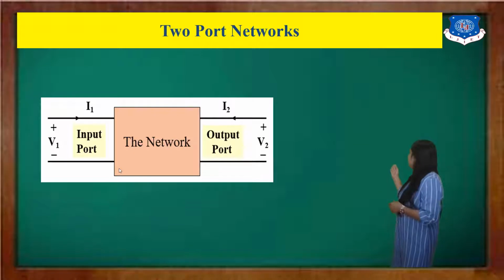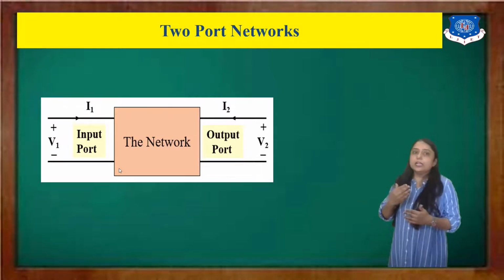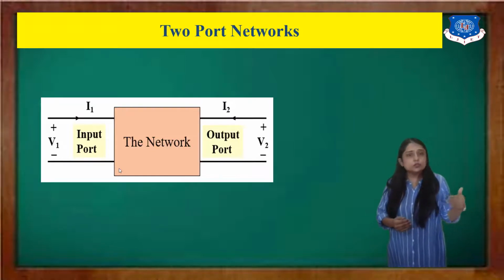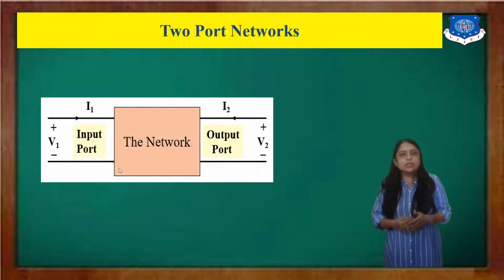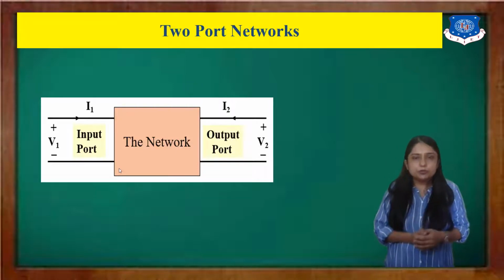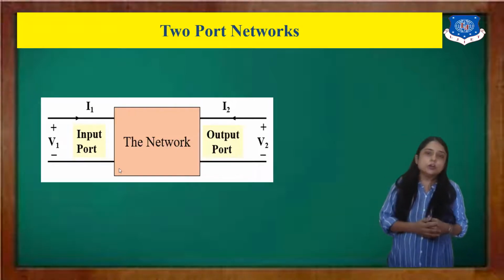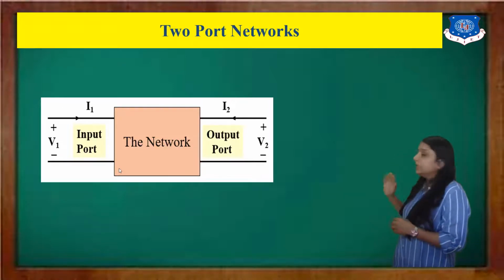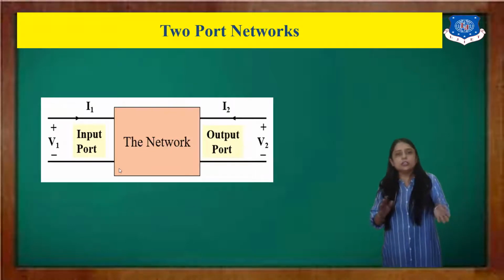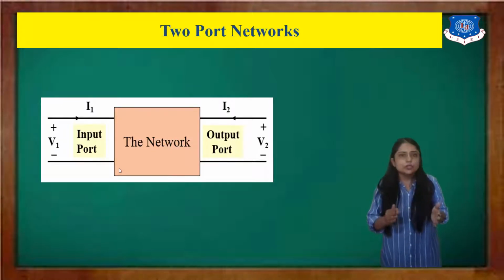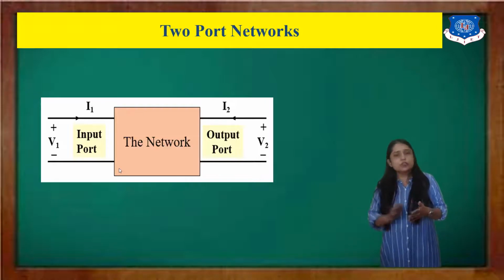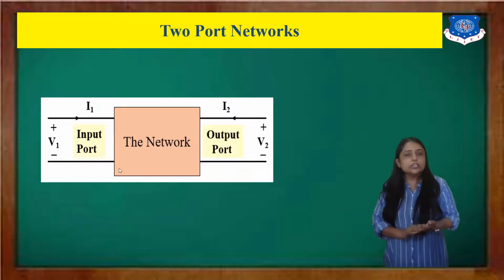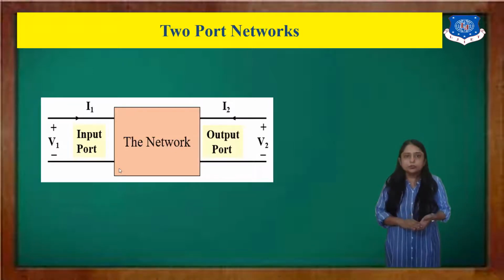The input port voltage is V1 and the input current is I1, flowing towards the network. Similarly, at the output side, the output port voltage is V2 and the output current is I2, which is also flowing towards the network. Based on the combination of V1, I1, V2, I2, we have different parameters. In each parameter, we have two equations that specify the relation between input and output.